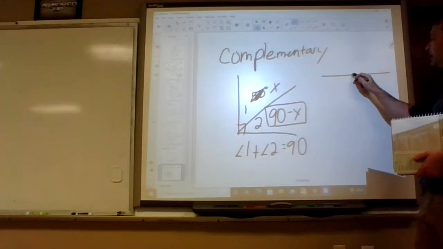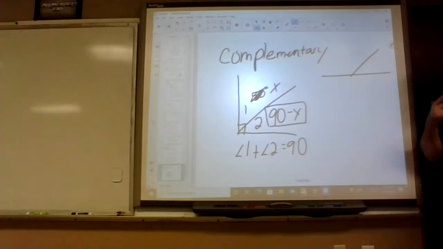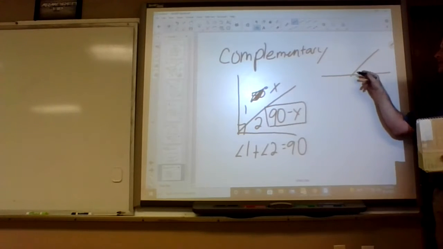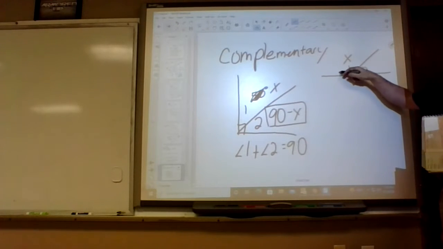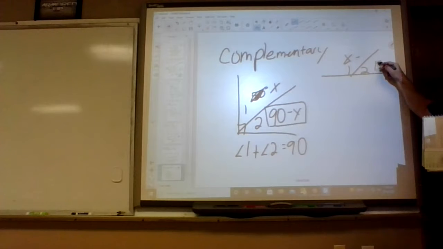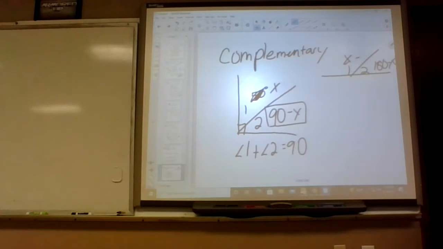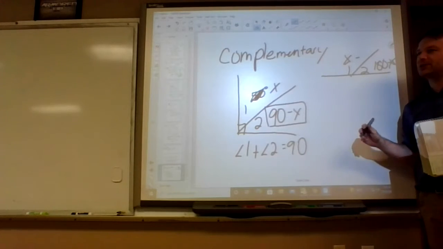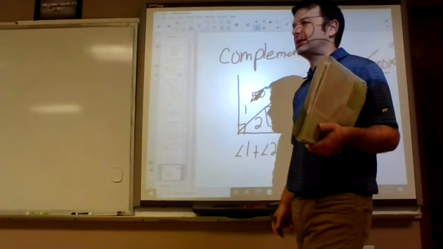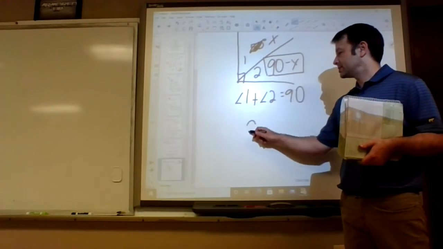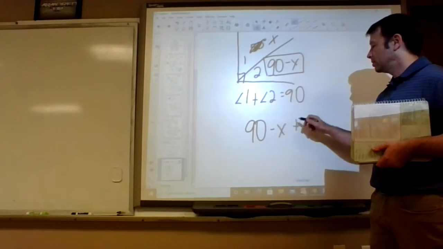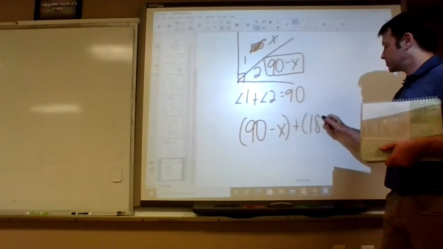And same thing with supplementary angles. Supplementary angles add up to 180. So the picture might look like this. Angle 1 and 2 have to add up to 180. So if this angle is x, its supplement will be 180 minus x. Got it. Does that make sense? Yeah. So on number 5, what does sum mean? Add. So we're going to add 90 minus x plus 180 minus x.